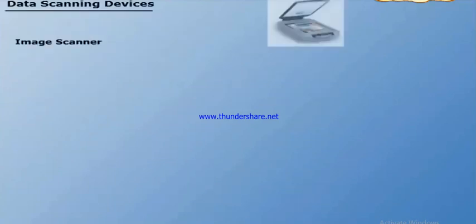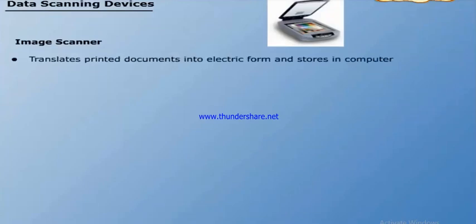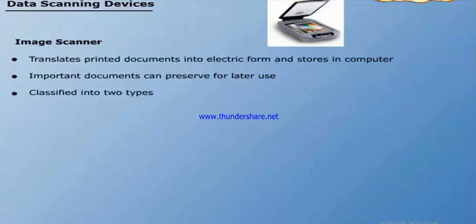Data scanning devices. Image scanner. An image scanner translates the printed documents into the electronic format and stores them into the computer. Important documents can be preserved into an electronic form by using an image scanner for later use. Image scanners are further classified into the following two types.